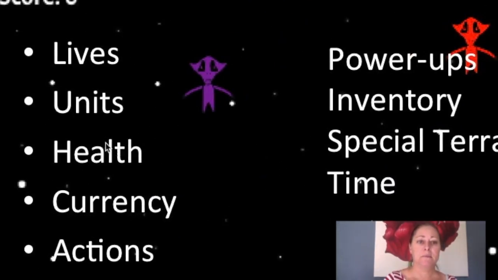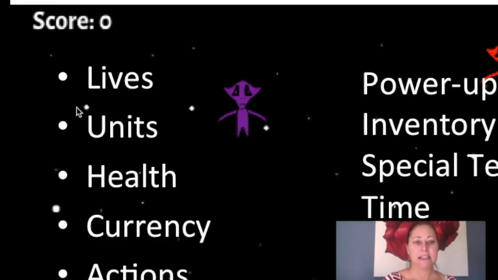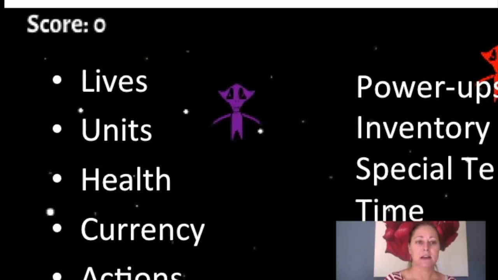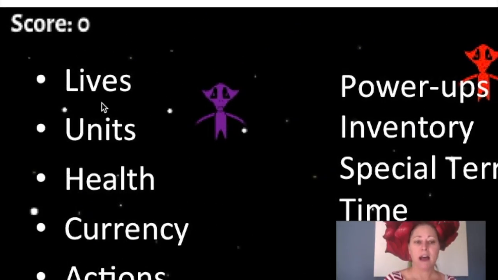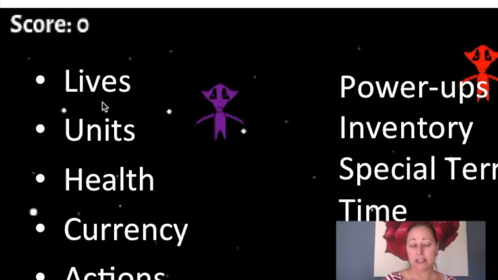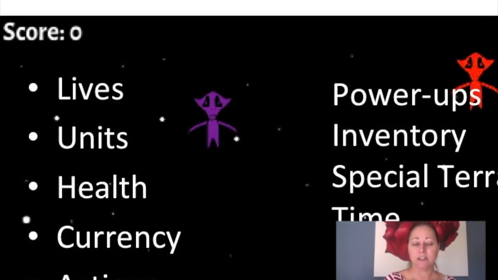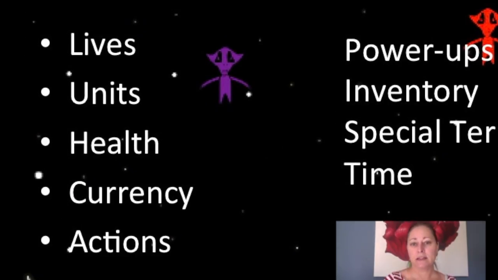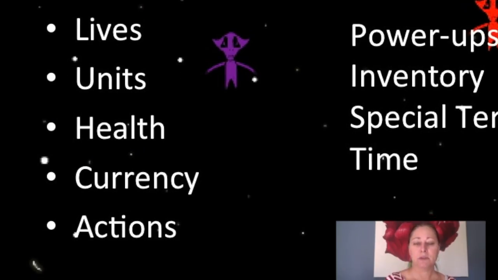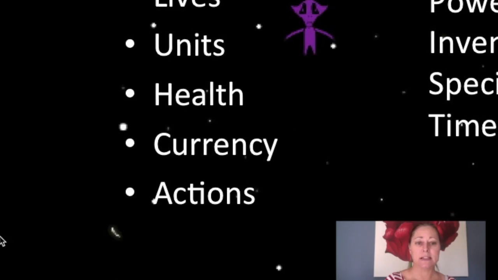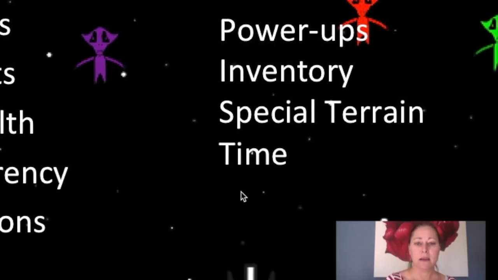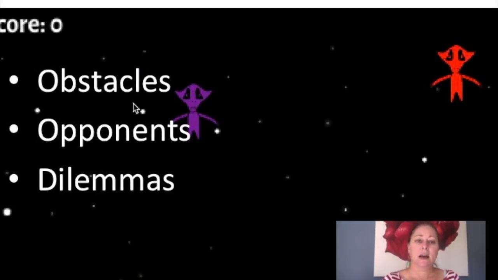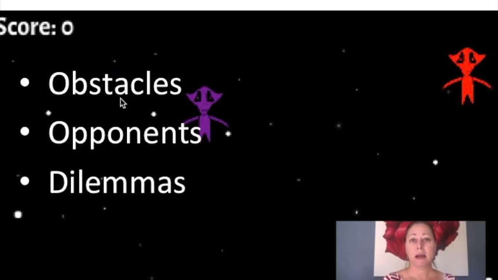So resources, these are just the most common resources that you would find in games. You've probably played lots of games that had at least some, or maybe more, of these. Lives, for example. The Pac-Man and Frogger examples I gave earlier use lives as a resource. Units, health, currency, actions, power-ups, inventory, special terrain, and time. Those are all examples of resources that you could use in various ways in your games.